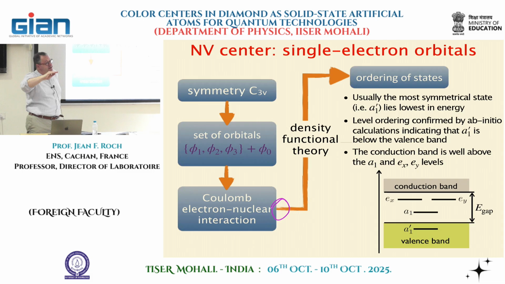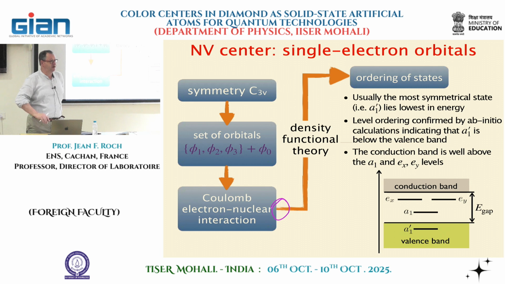I took into account the symmetry of the defect to deduce the set of orbitals that needs to be used. I use this set of orbitals to evaluate the interaction of the electron-nuclear system. That gives me the eigenvalues and eigenstates somehow. And now I have to order the states.